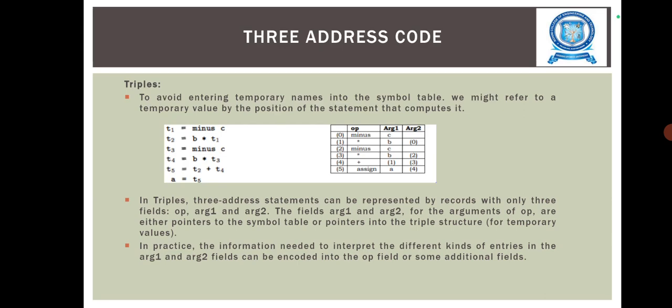Triples. To avoid entering temporary names into the symbol table, we might refer to a temporary value by the position of the statement that computes it. In triples, three address statements can be represented by records with only three fields: operator, argument 1 and argument 2. The fields argument 1 and argument 2, for the arguments of the operator, are either pointers to the symbol table or pointers into the triple structure. In practice, the information needed to interpret the different kinds of entries in the argument 1 and argument 2 fields can be encoded into the operator field or some additional fields.